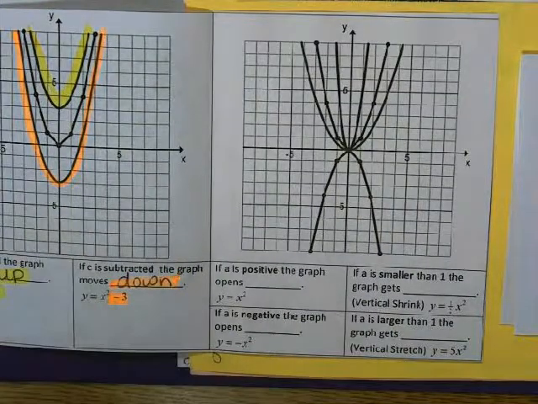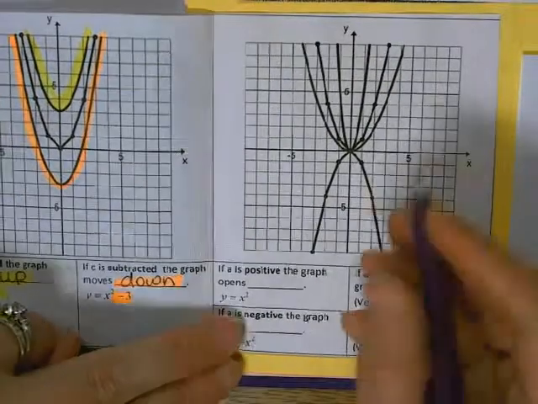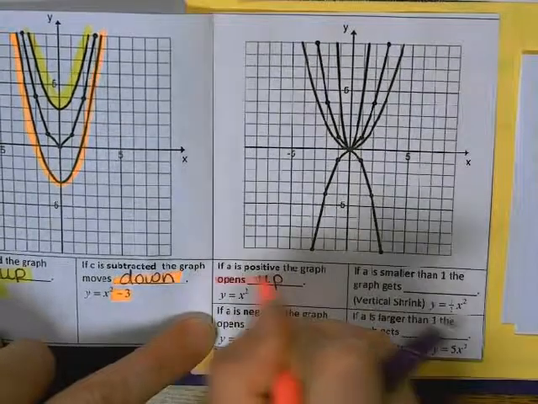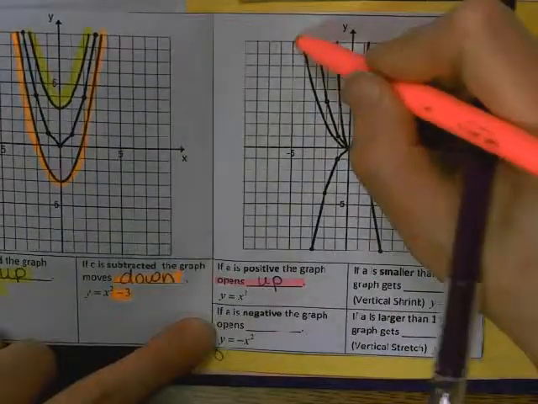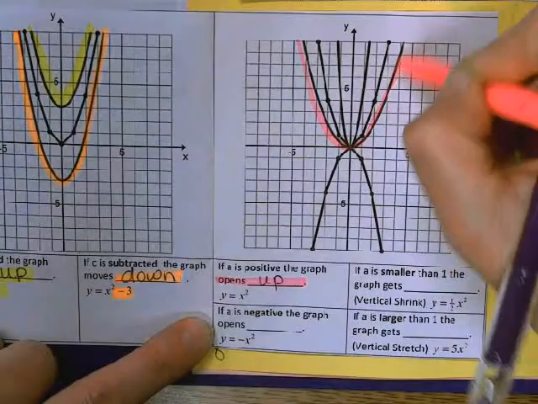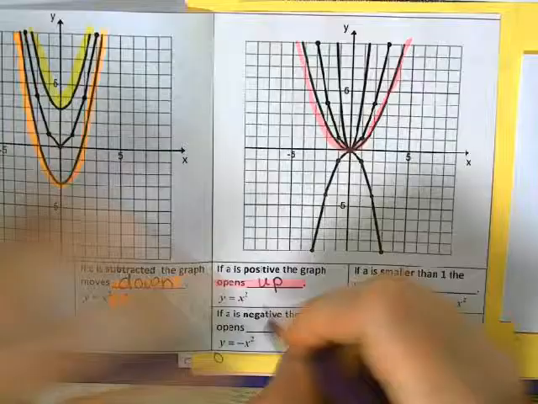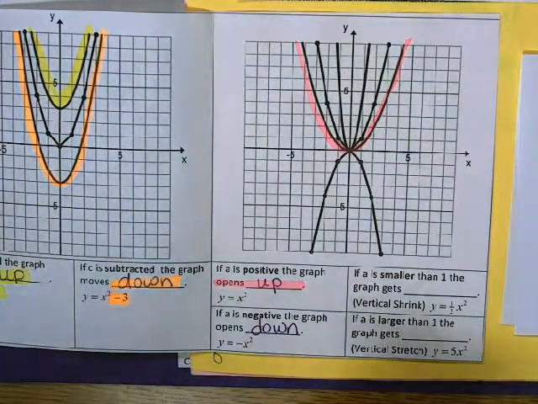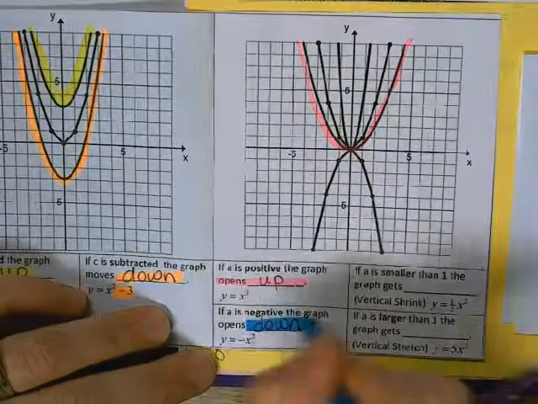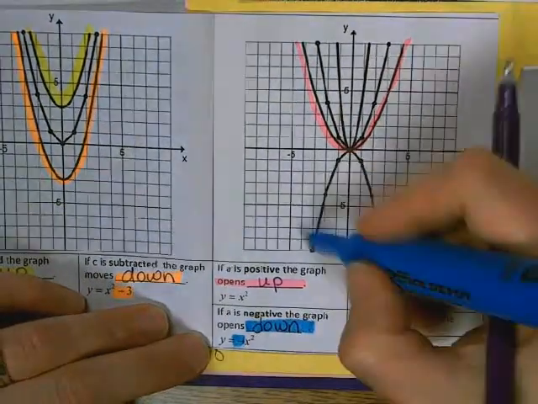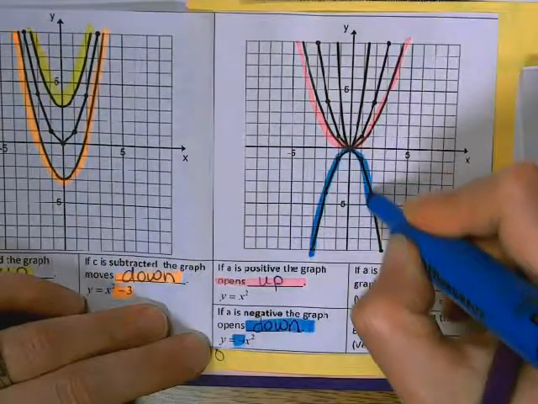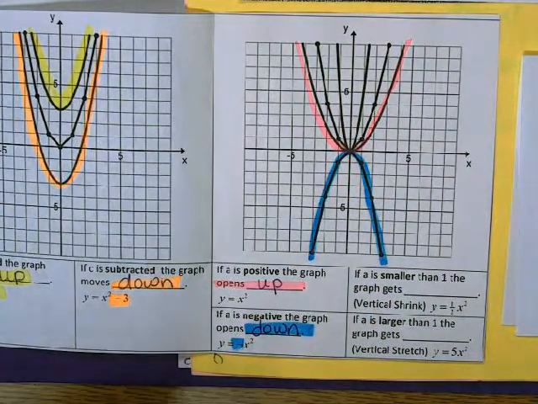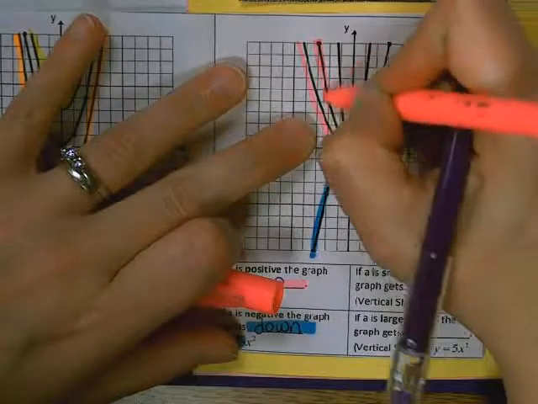Alright, over here we've got a couple of things. If A is positive, the graph opens upward. So positive means it opens upward. If A is negative, the graph opens downward. We're going to show that using the blue. So we have negative x squared, and here is our graph opening downward. Oh, I highlighted the wrong one pink, I'm sorry. It should be the dotted one that's pink.